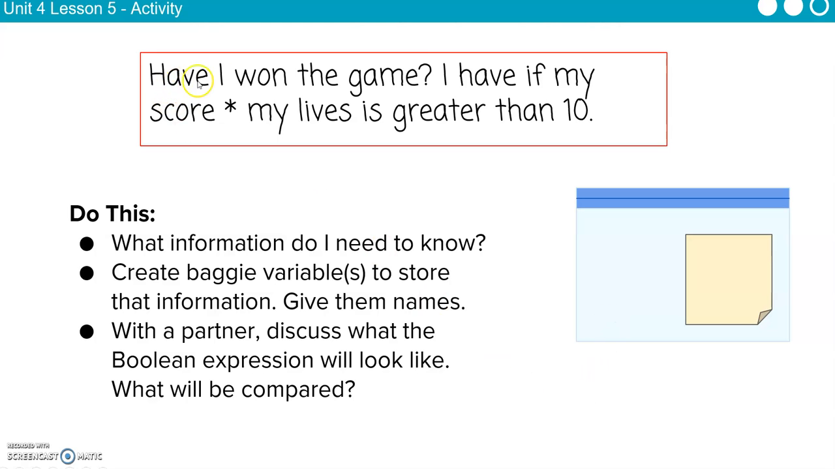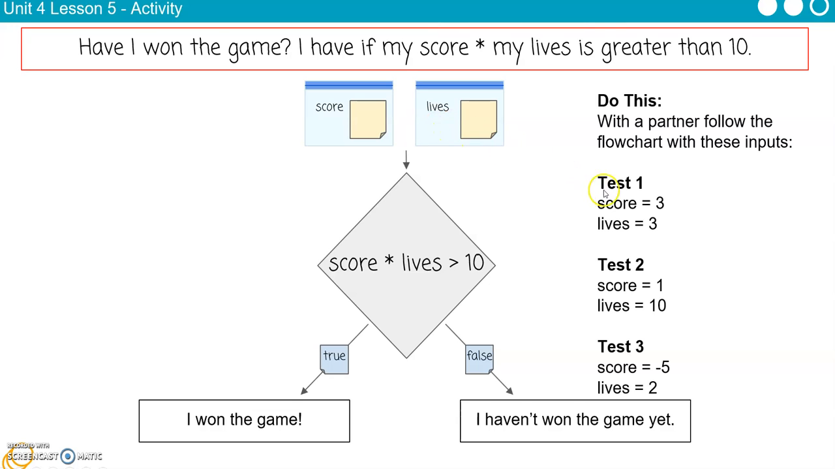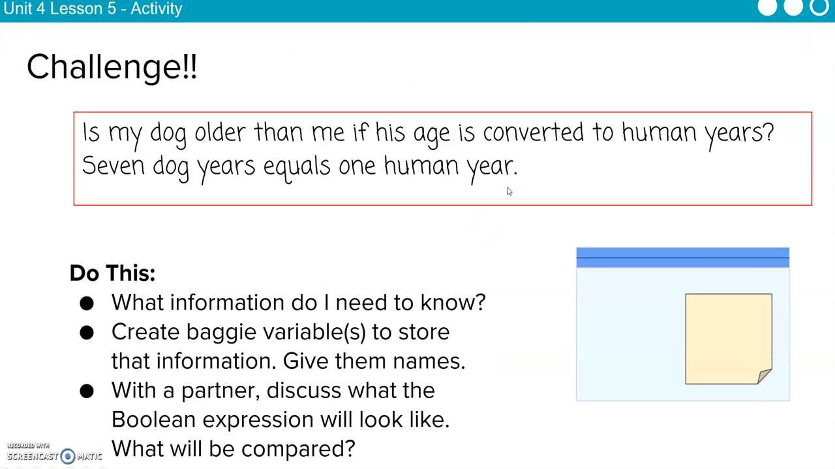Okay, have I won the game? I have my score times my lives is greater than 10. So we take a look at that. I don't know what your score is, and I don't know what the lives are, so we put some values in. If we had 3 and 3, well, 3 times 3 is not greater than 10. 10 times 1 is not greater than 10. And then -5 times 2 is not. So I believe all of those would be false.